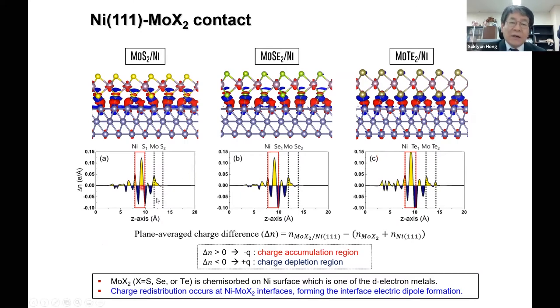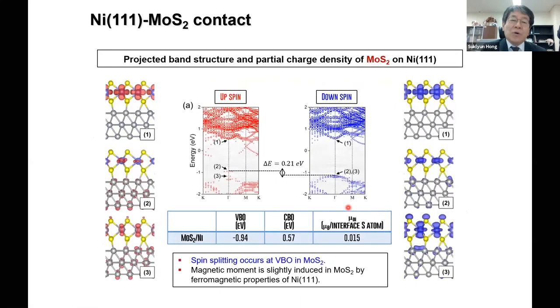And here you can see much fluctuation at the interface region, which means there is Fermi level pinning due to the formation of an interfacial electric dipole. And now I can show the projected band structure and the partial charge density of molybdenum disulfide, which show the spin splitting and also a very small amount of magnetic moment, which is induced by the nickel ferromagnetic properties.